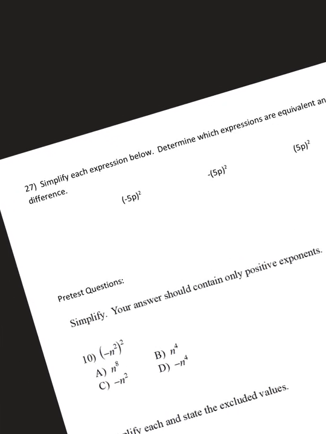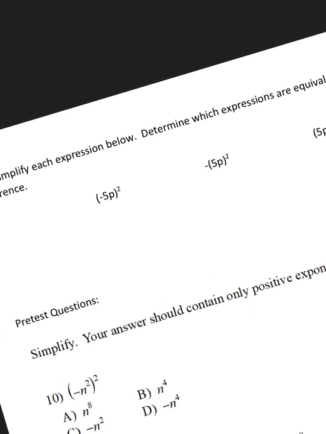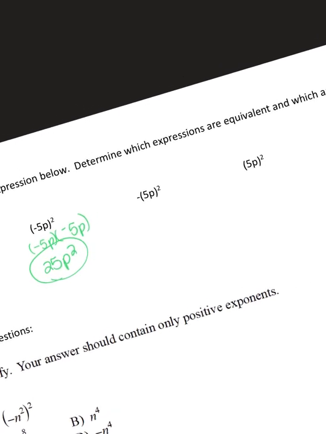Explain the difference. So when we think about (negative 5p) quantity squared, remember that that means negative 5p times negative 5p. And so negative 5 times negative 5 is 25, and p times p is p squared. So that simplifies to 25p squared. It is not negative 25p squared.